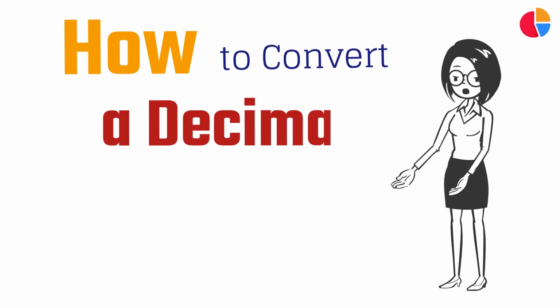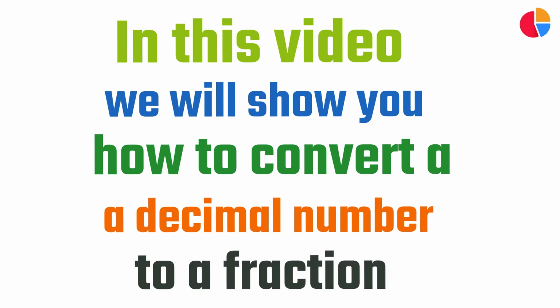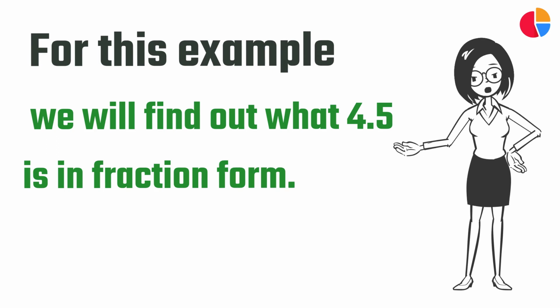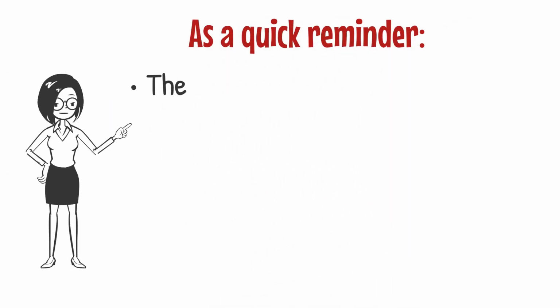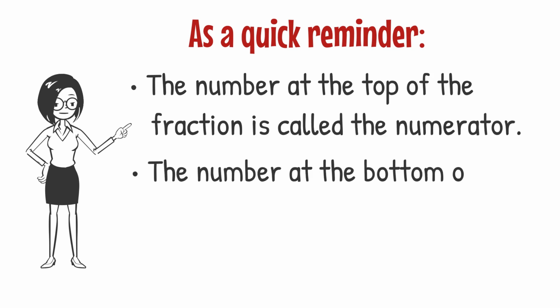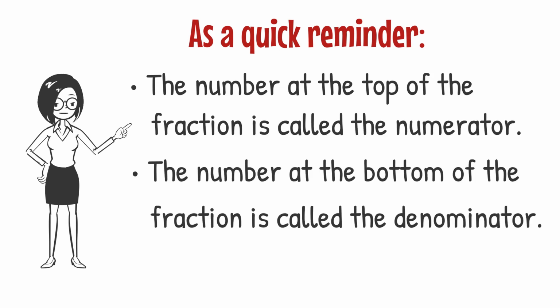How to convert a decimal to a fraction. In this video, we will show you how to convert a decimal number to a fraction. For this example, we will find out what 4.5 is in fraction form. As a quick reminder, the number at the top of the fraction is called the numerator. The number at the bottom of the fraction is called the denominator.